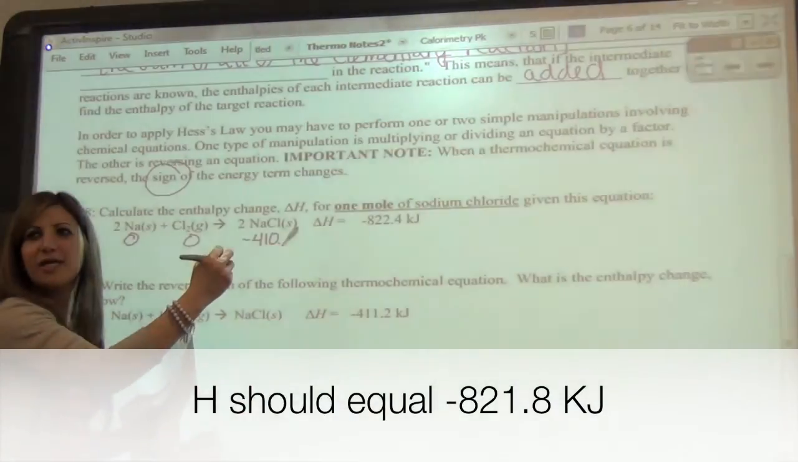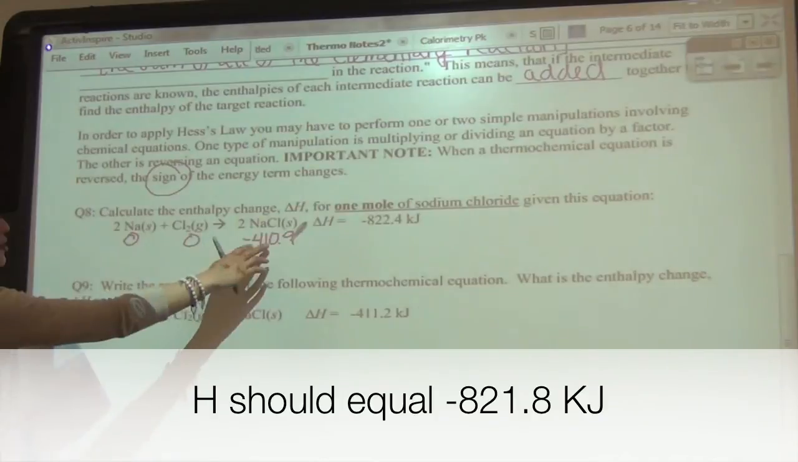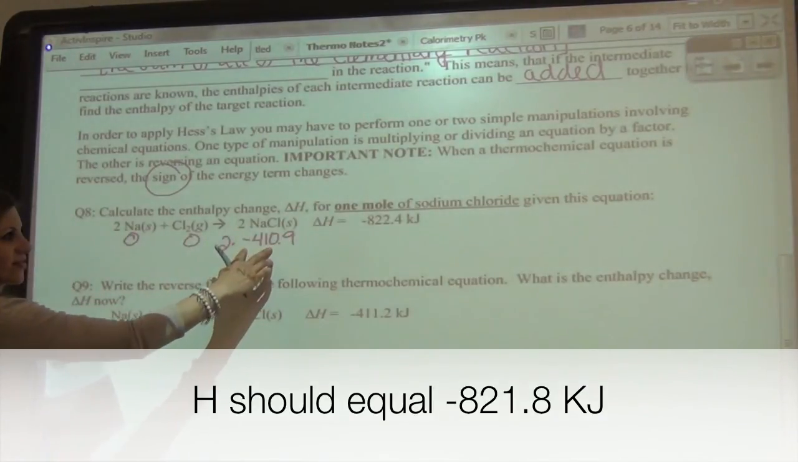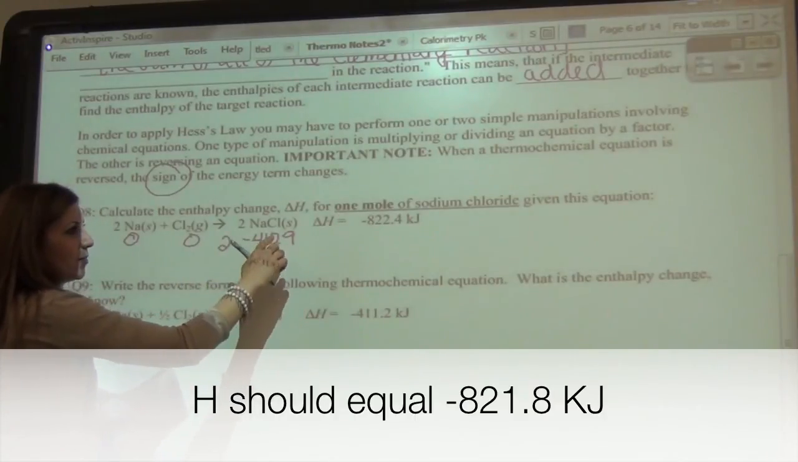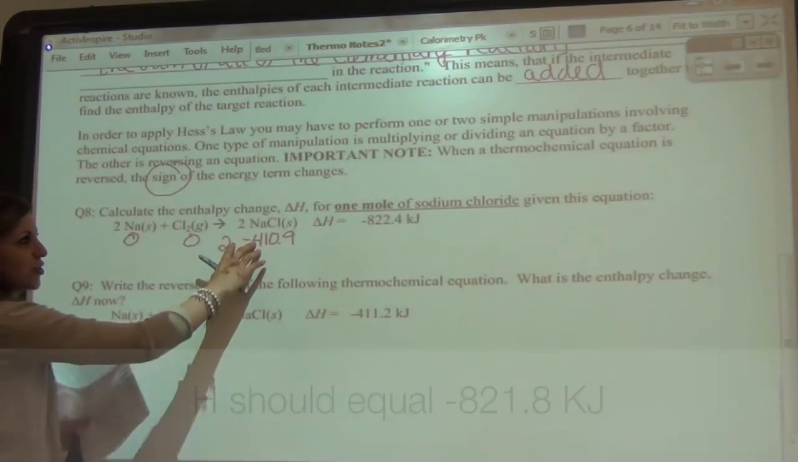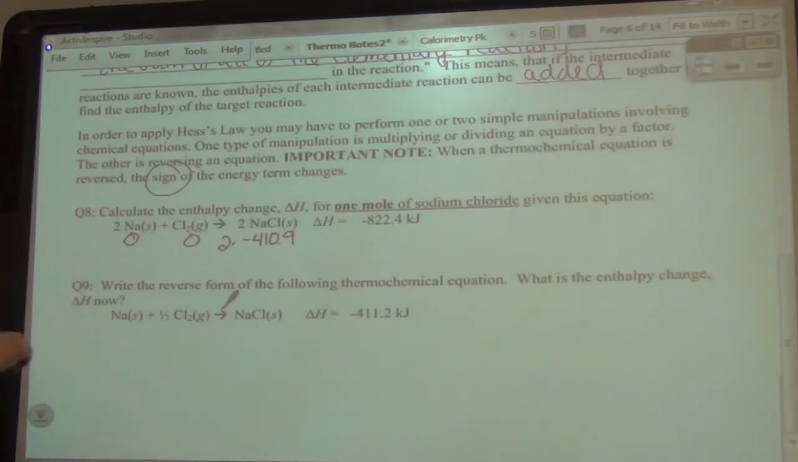Negative 410.9. So what you're doing here is typically you would do 2 times this. I think the value is a little bit off on there. It should be exactly the same. You would have to multiply these two to get that answer, and then it's minus 0, minus 0.